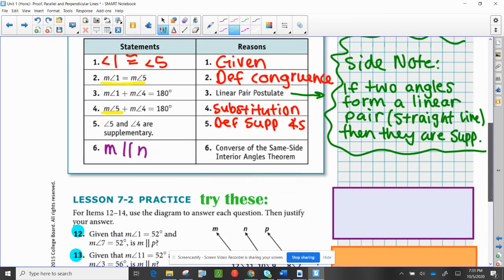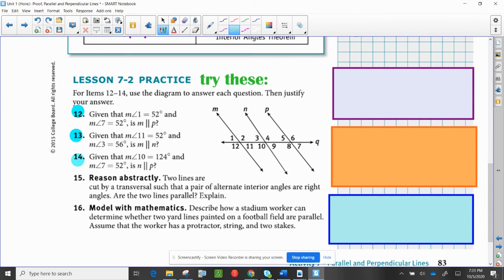Okay. All right, let's look at this practice. We're just going to do 11, 12, and 13. So these are going to be yes or no answers. They're going to give you a certain piece of information and ask you, is that enough to know that M is parallel to P? So they say, given that angle 1 is 52 degrees and angle 7 is 52 degrees, can we use that to prove that M is parallel to P? So yes or no.